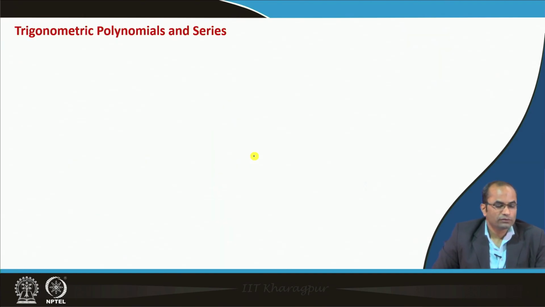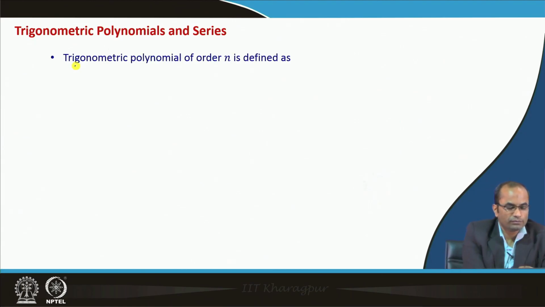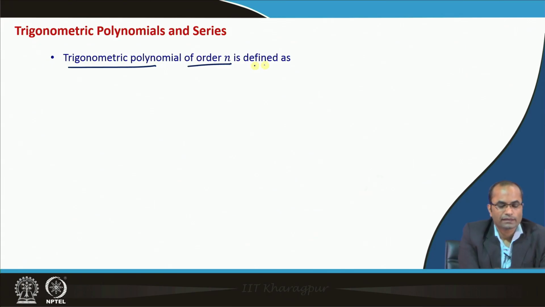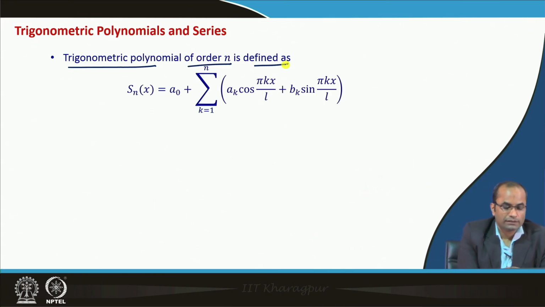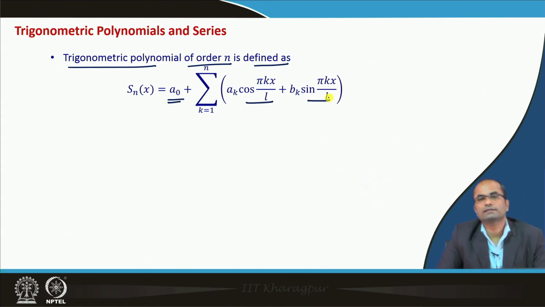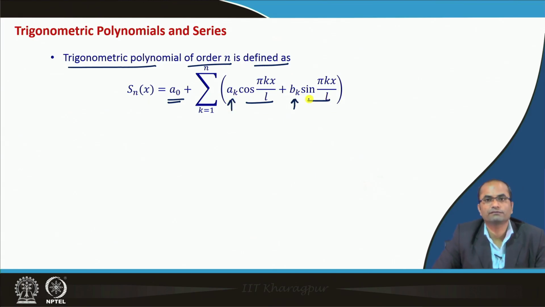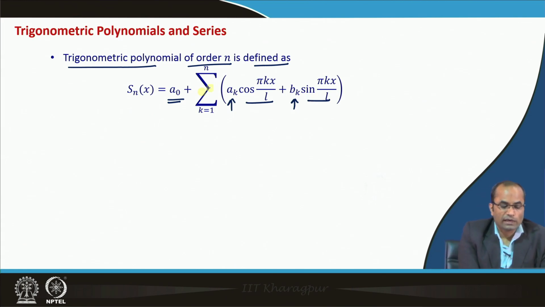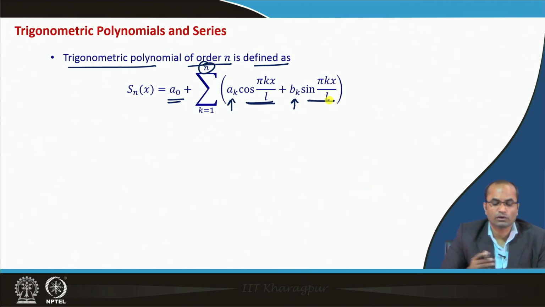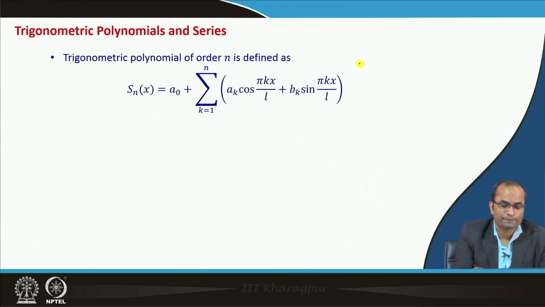Okay, so now we will consider trigonometric polynomials and then trigonometric series. The trigonometric polynomial of order n is defined as some constant plus a sum of cosine and sine functions with some coefficients sitting in front of cos and sin. Since there are n such terms added for the cos and sin terms, we call this a trigonometric polynomial of order n.